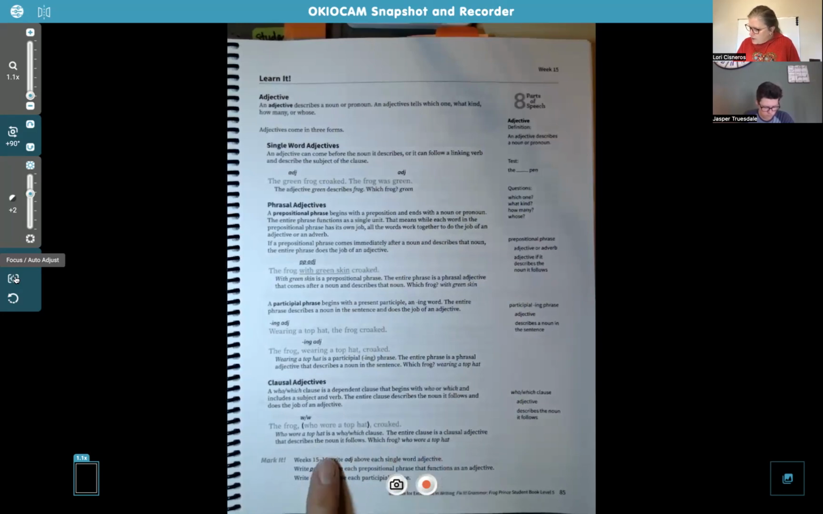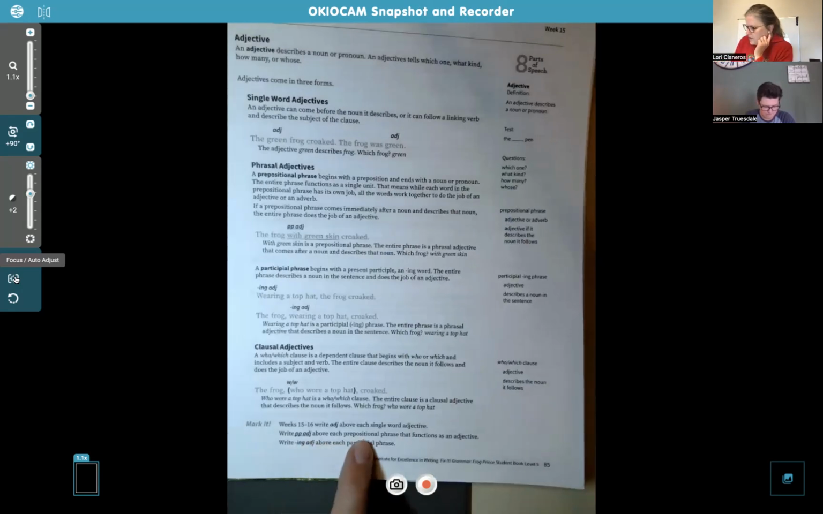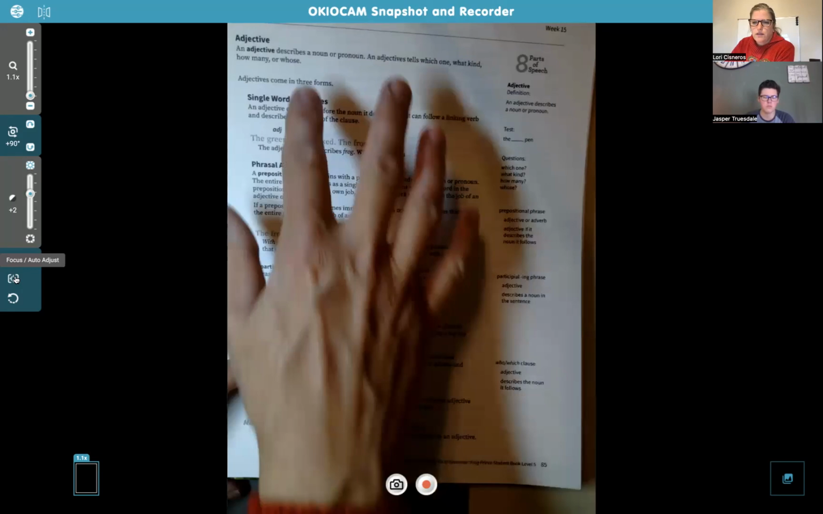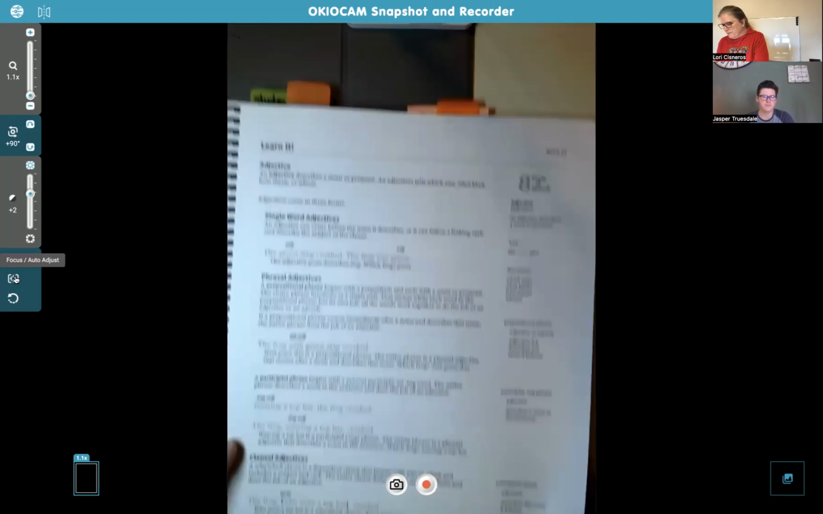Okay, so there's three different ways you're going to mark your adjectives this week. You're going to write ADJ above the single word adjective, and then PP ADJ above the prepositional phrase that functions as an adjective, and then ING ADJ above each participle phrase. And then you've got these notes in the margin, so that's going to help you on your homework this week. Do you have any questions about that so far, Jasper? No, I'm all good.